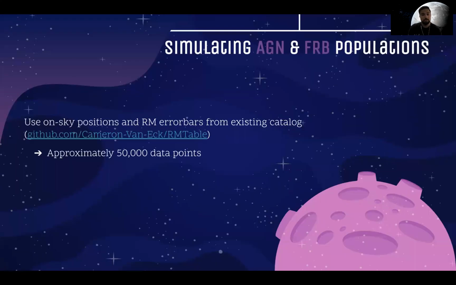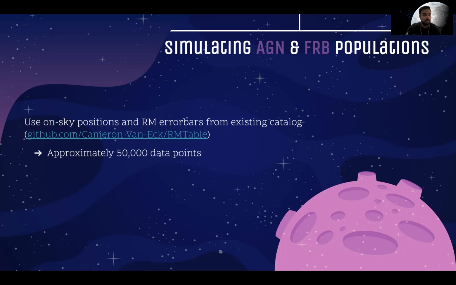So what we're going to try to do in this project is to simulate populations of AGN and FRB and come up with a method to infer all-sky parallel magnetic field observations. So this would be similar to something like the existing all-sky Faraday rotation maps. But now we're using a joint inference algorithm between both the DM and RM. So the first step in that is simulating populations of AGN and FRB.